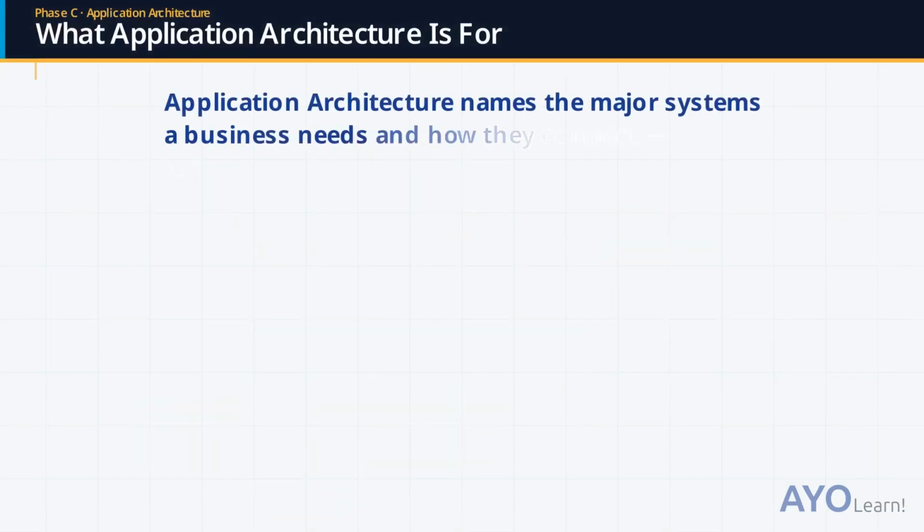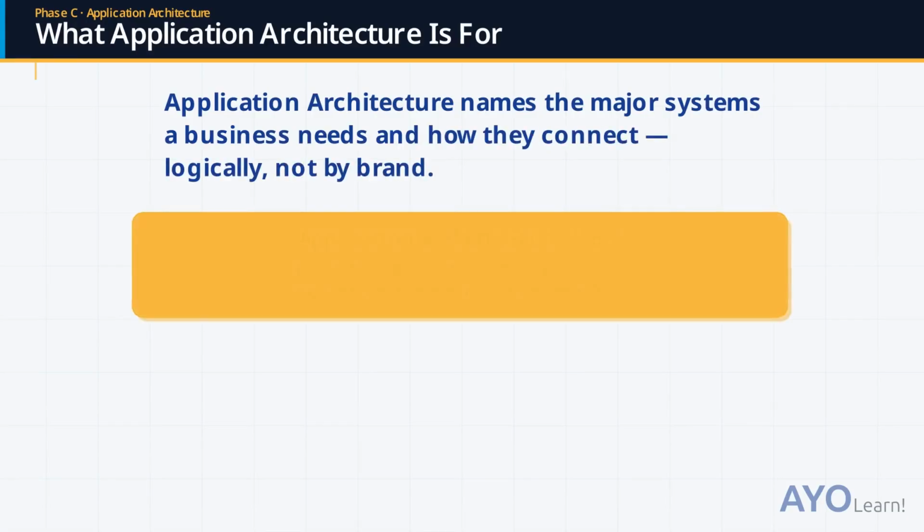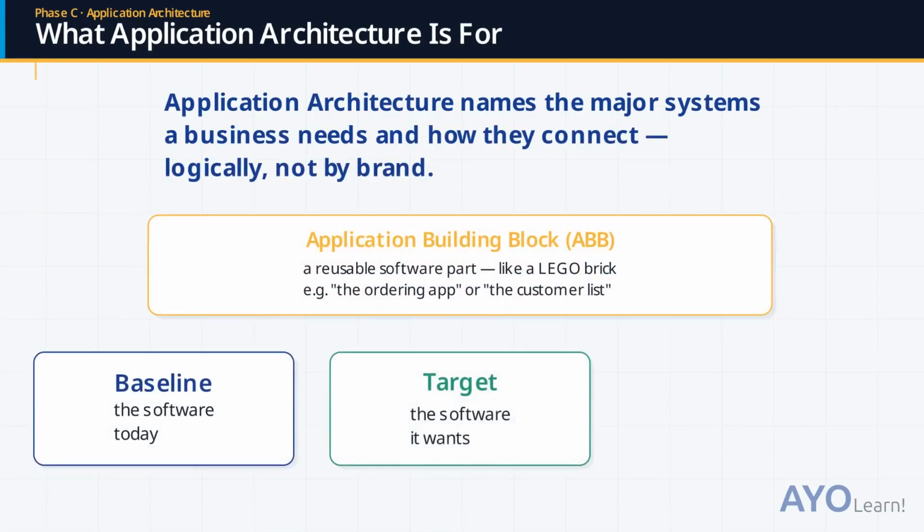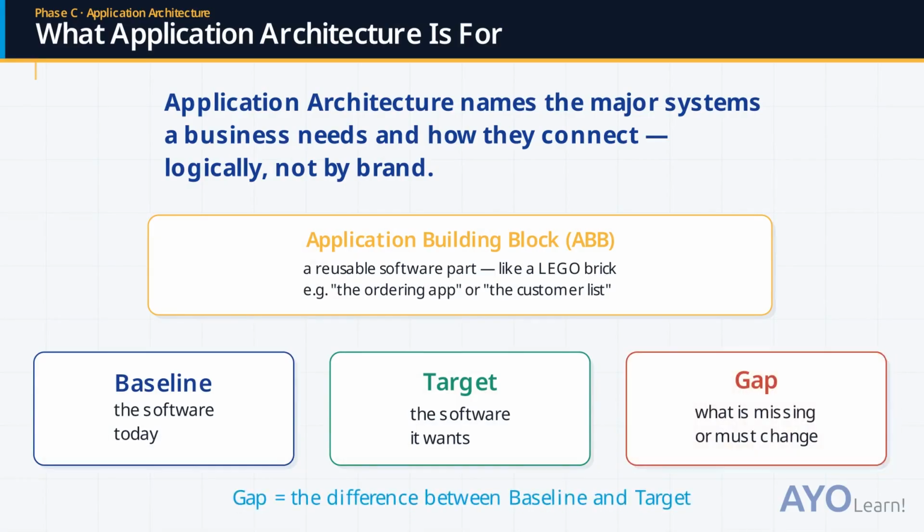Application architecture names the major systems a business needs and how they connect, logically, not by brand. An application building block is a reusable software part, like a Lego brick. Baseline is today's software, target is the goal, and gap is the difference between them.